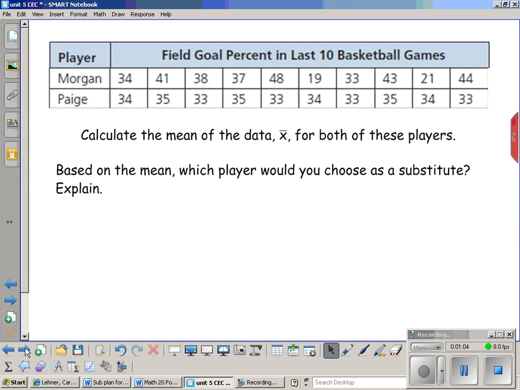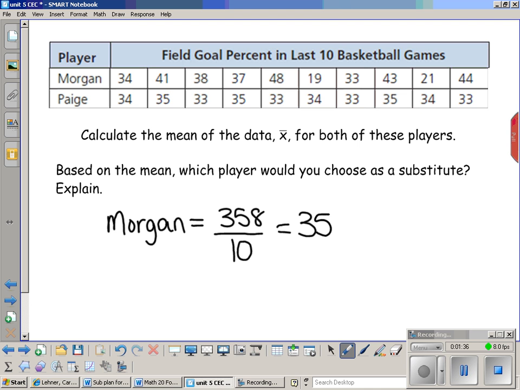So let's first of all find the mean for each of these players. So for Morgan, it's a matter of adding up all of her values, and then there are 10 to divide it by. So we'll start by adding up. And we get 358, divide by 10, and her average is 35.8, and that's percent.